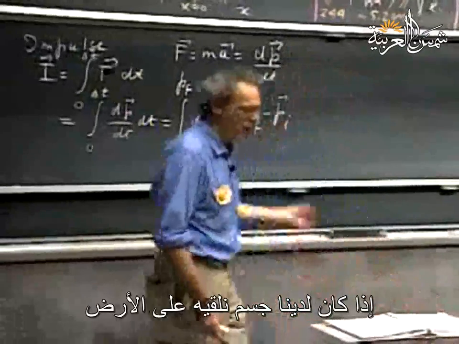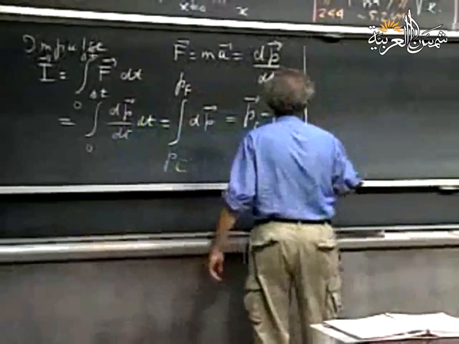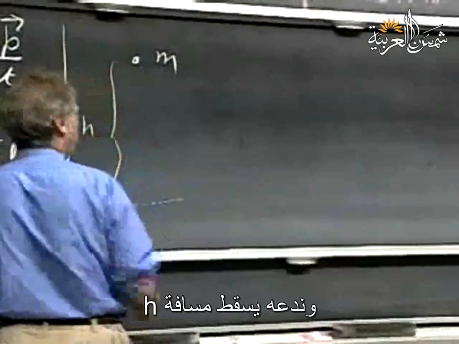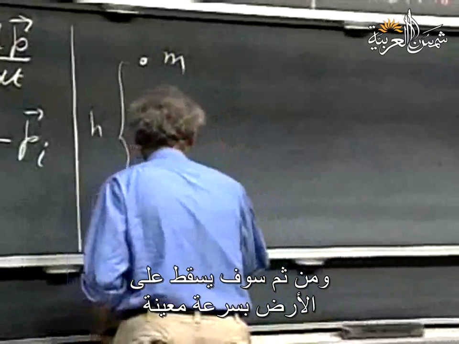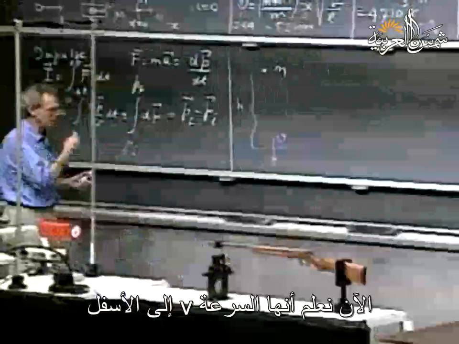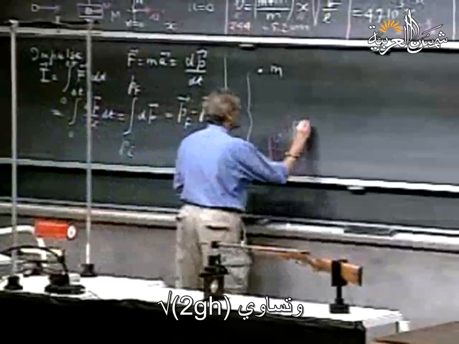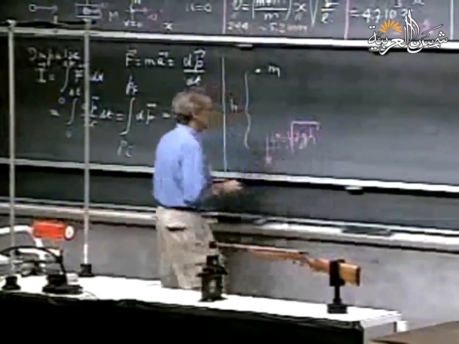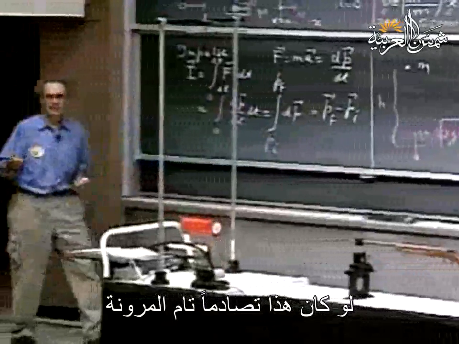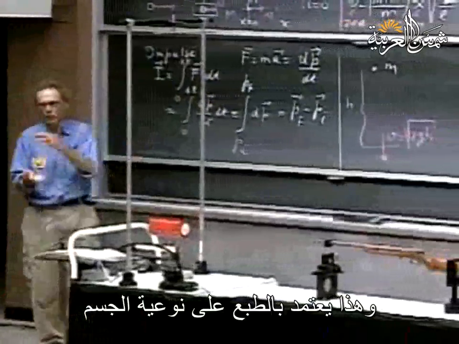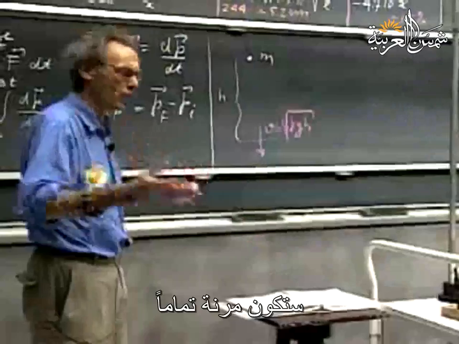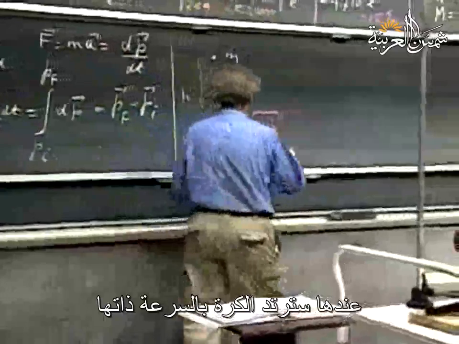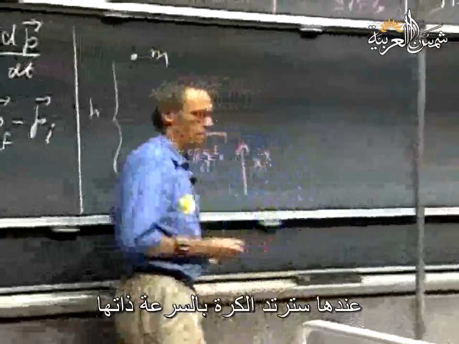If we have an object that we drop on the floor, an object of mass m, and we let it fall over a distance h, then it's going to hit the floor with a certain speed. We know its velocity equals the square root of 2gh. If this were a completely elastic collision, which depends on the quality of the object and of the floor, maybe a super ball or marble would be almost completely elastic, then the ball would bounce back with that same velocity.